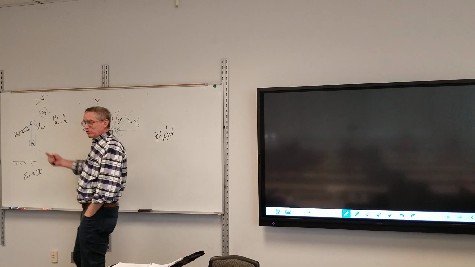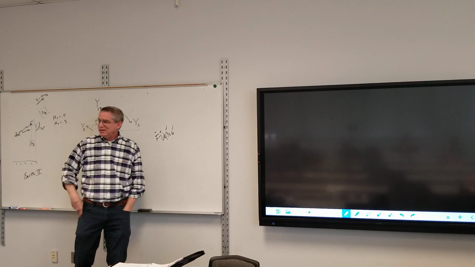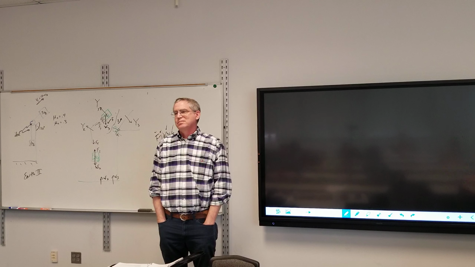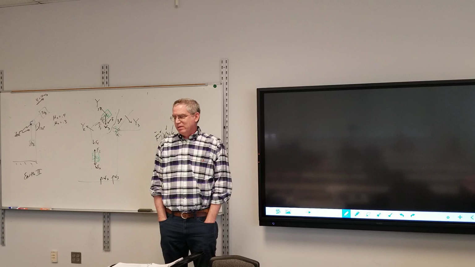Okay, wait. I would assume it's slowing down. It's going up, so it's supposed to be anti-parallel from the initial velocity. It will be in this case.